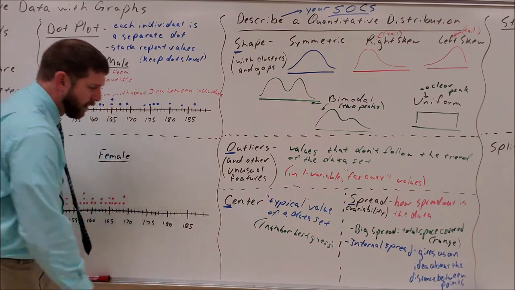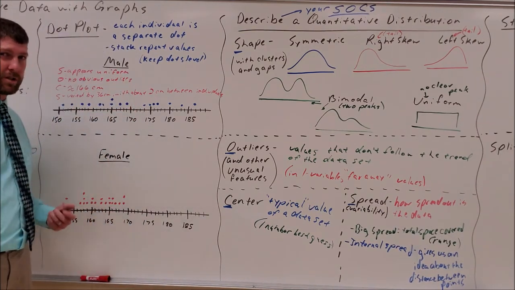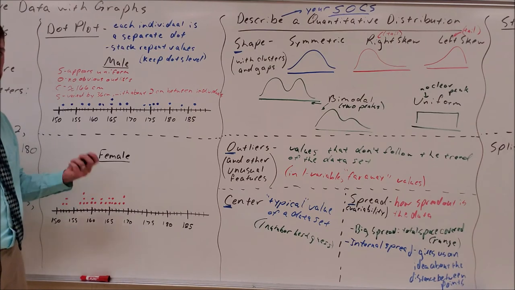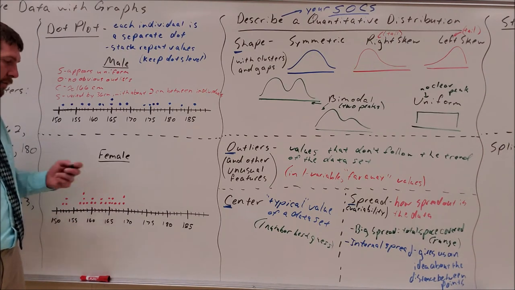All right, I want you guys to take a second right here. I want you all to describe the SOCS for the females: the shape, the outlier, the center, and the spread, and I'll wait right here for you.